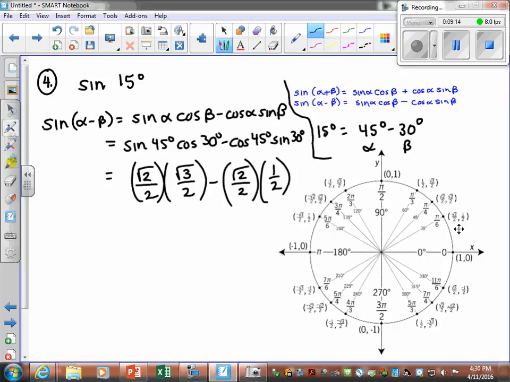Now algebraically we want to simplify this. Square root of 6 over 4 minus the square root of 2 over 4. Just like we've done consistently, we can pull a GCF of 1/4 out and we would have square root of 6 minus the square root of 2.